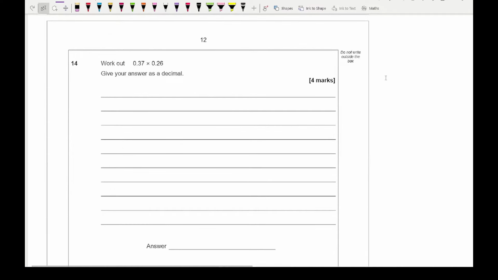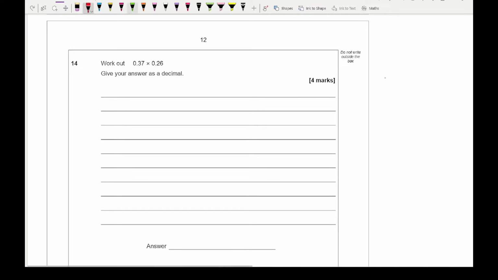Moving on to question 14, it says work out 0.37 times 0.26. It says give your answer as a decimal and it is worth 4 marks. So there's going to be a fair amount of working out you're going to show. But with multiplying with decimals, there are loads of different ways in which you can work this question out. So as long as you're getting the right answer and you're showing correct working out, you will get the 4 marks. So you don't need to worry if your method is different to mine.